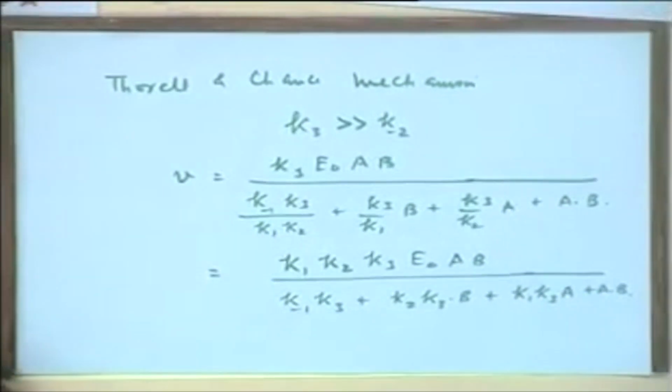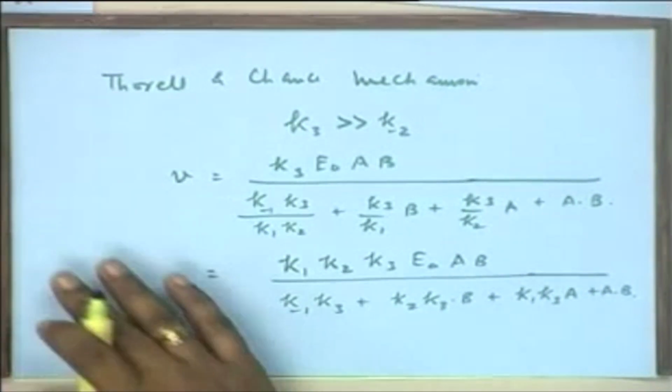That is the final expression for the Theorell-Chance mechanism, and therefore one can go into such a mechanism and get the rate expression. So, what is the practical utility of getting this expression? There are two things. One is to understand the reaction mechanism that a particular reaction follows, and second, even for the design of reactors, you need the kinetic rate expression and the individual rate constants if you want to get simulated profiles for the reactor performance.